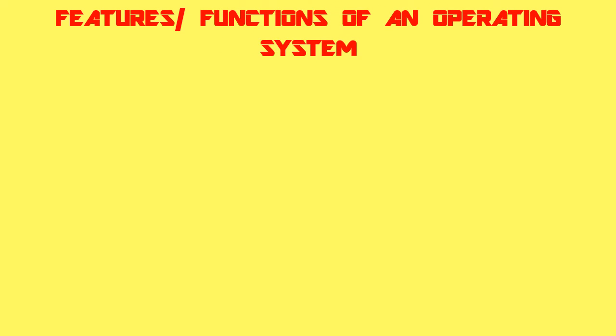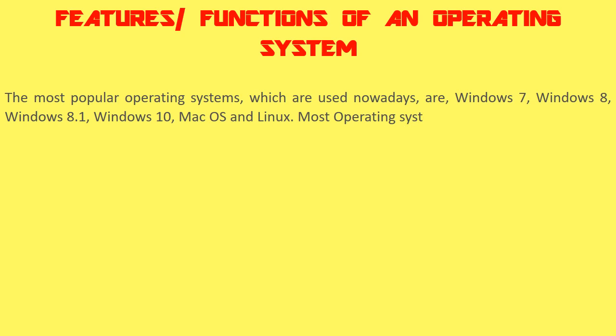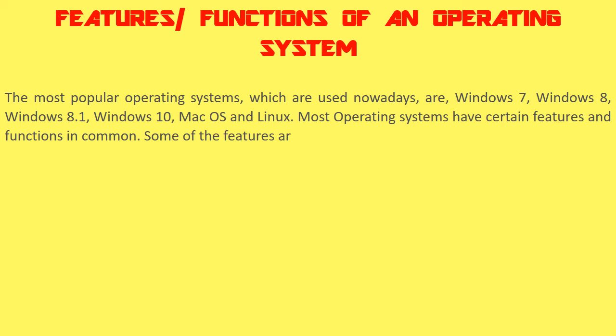Features and functions of an operating system. The most popular operating systems which are used nowadays are Windows 7, Windows 8, Windows 8.1, Windows 10, Mac OS, Linux and Unix. Most operating systems have certain features and functions in common. Some of the features are processor management.